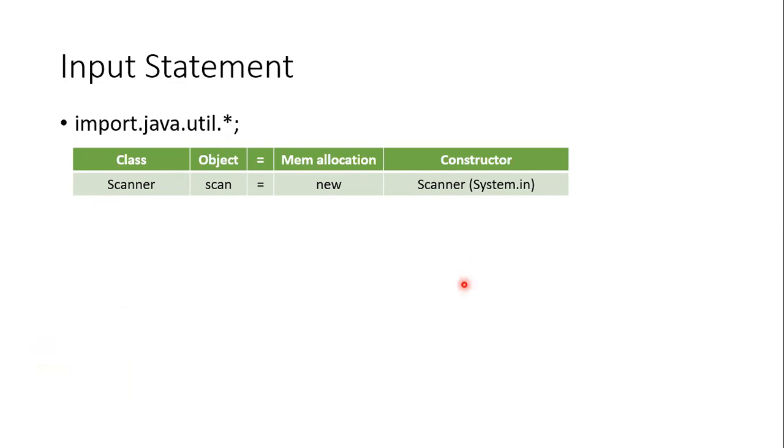The class we are going to use in this particular context is the Scanner class, which is defined in the util package. The name of the object is scan, equal to the new operator to allocate a memory area for this object, and also a Scanner constructor. It uses an in object of type System. So that's what we basically use as one statement to define an object for the Scanner class.